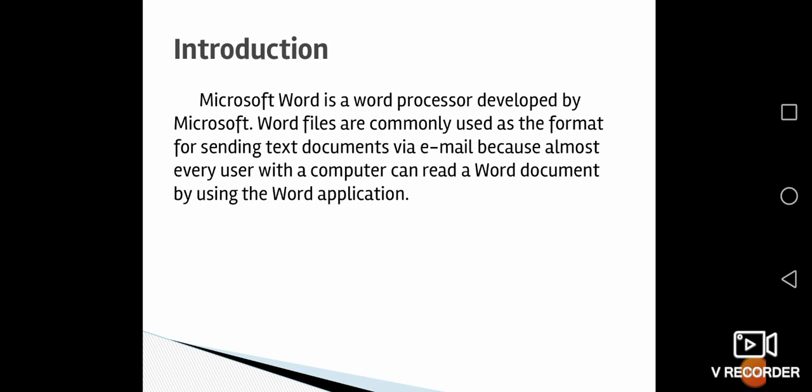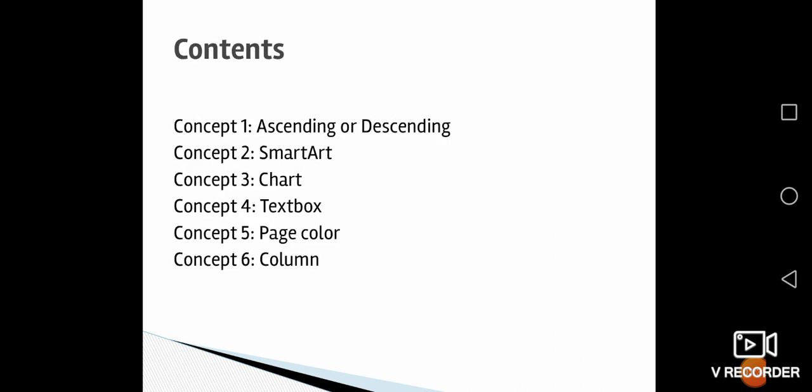Now we are going to discuss the advanced features that are available in Microsoft Word. The concepts that we are going to discuss here are: the first concept is ascending or descending, the second concept is smart art, the third concept is chart, the fourth concept is text box, the fifth concept is page color, the sixth concept is column. We are going to discuss in detail and in a step by step manner how to use these advanced features.